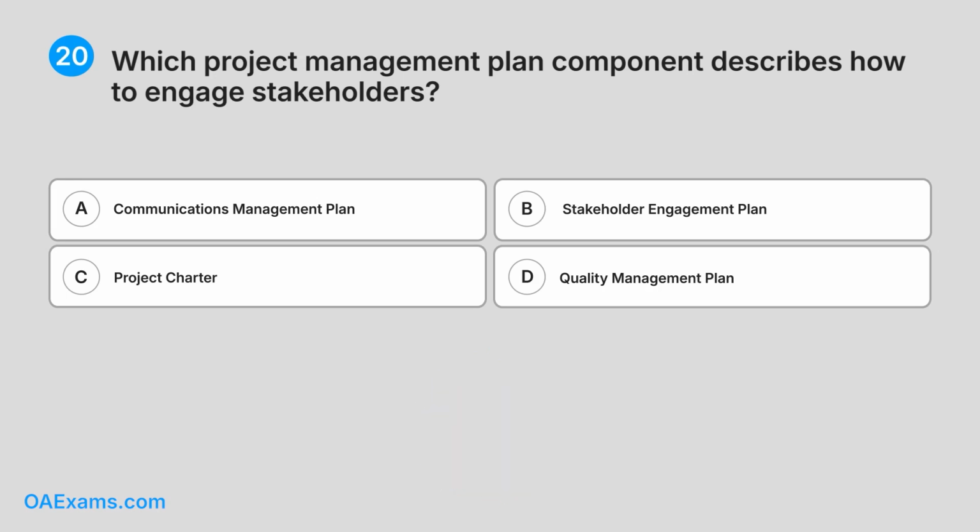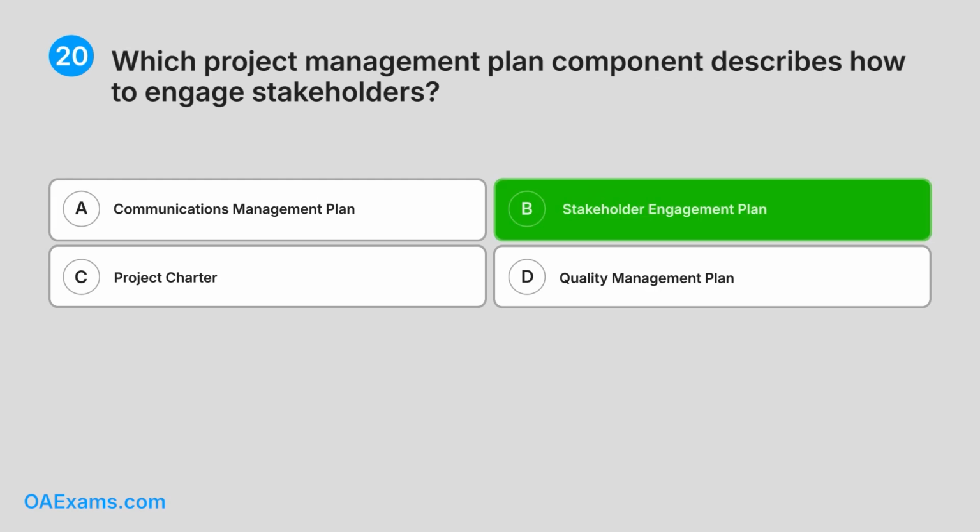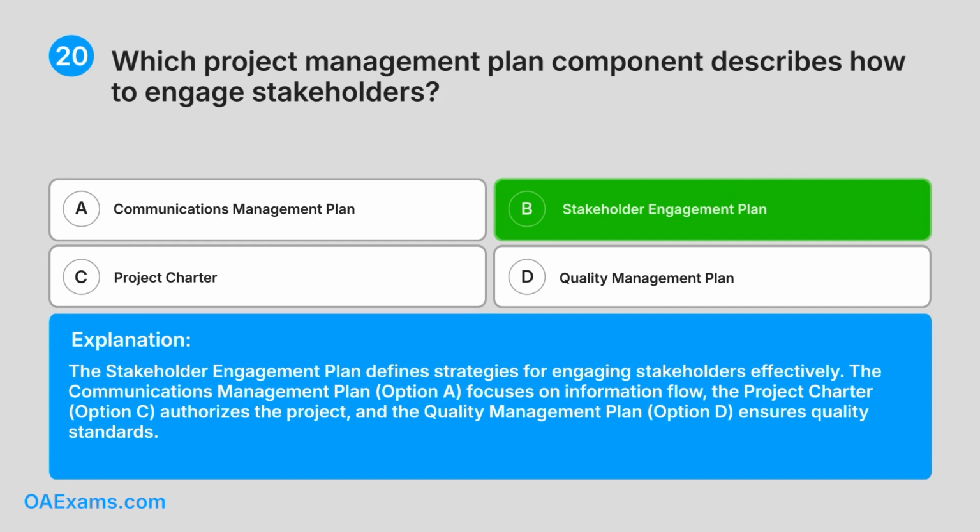Correct answer: B. Stakeholder engagement plan. Explanation: the stakeholder engagement plan defines strategies for engaging stakeholders effectively. The communications management plan, option A, focuses on information flow. The project charter, option C, authorizes the project. And the quality management plan, option D, ensures quality standards.